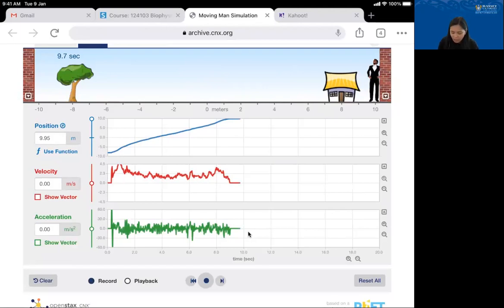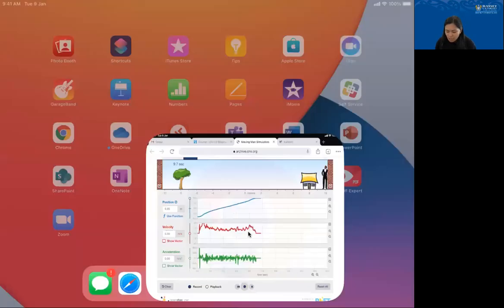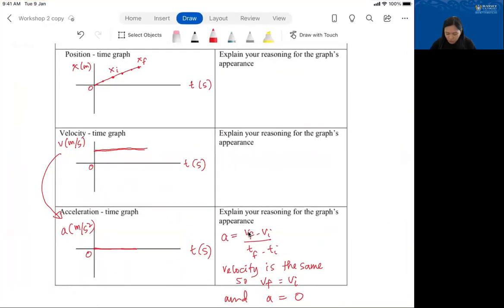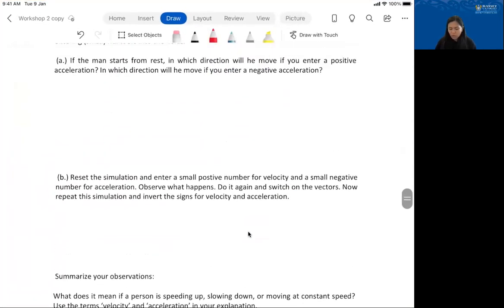And then you can see the acceleration, the green graph here, the acceleration is 0 because your velocity is not changing. Okay, so you can use the moving man simulation to simulate such movement. So I'll let you play with the moving man simulation following the steps in the worksheet.